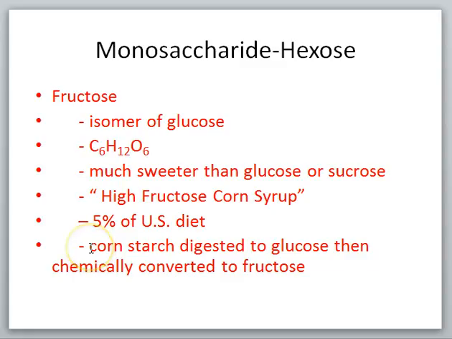The way this is made is cornstarch, which we have in abundance here in the United States and is very cheap here, is digested down to glucose, which is not much of a trick. We do that ourselves when we consume any kind of starch. Then the real trick is this glucose is then chemically converted to fructose.